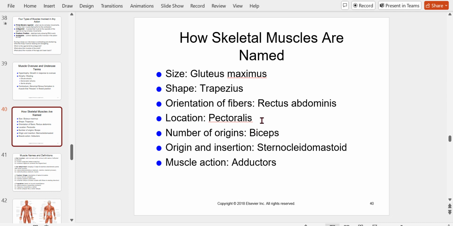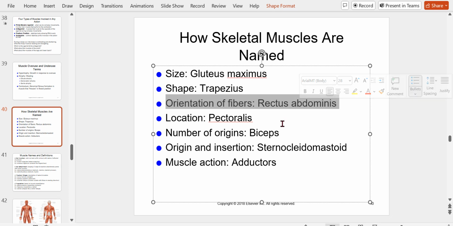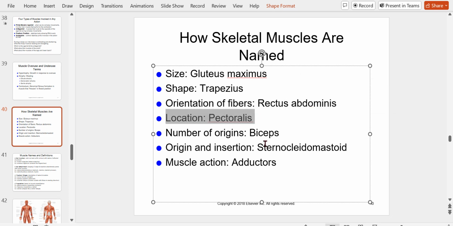How skeletal muscles are named. Oh, there's lots of rhymes and reasons to this one. Wait until you know your calf muscle, your gastrocnemius. We'll get into that one in a second. Strange. They can be named by size, gluteus maximus. By shape, trapezius. Orientation of the fibers, rectus abdominis. Location, pectoralis. I have more of these that I'll show you here.